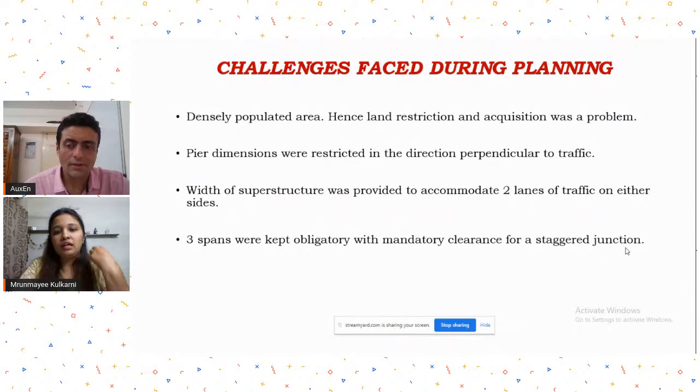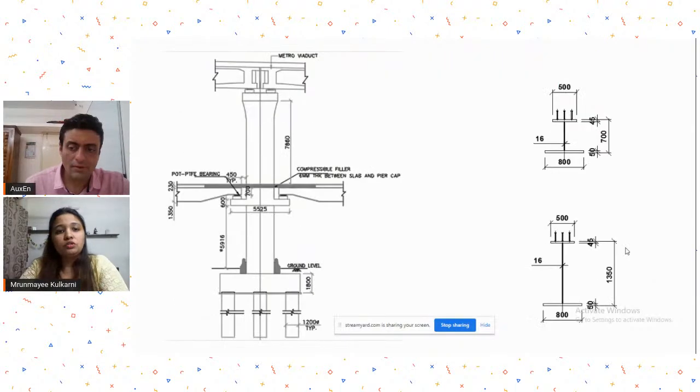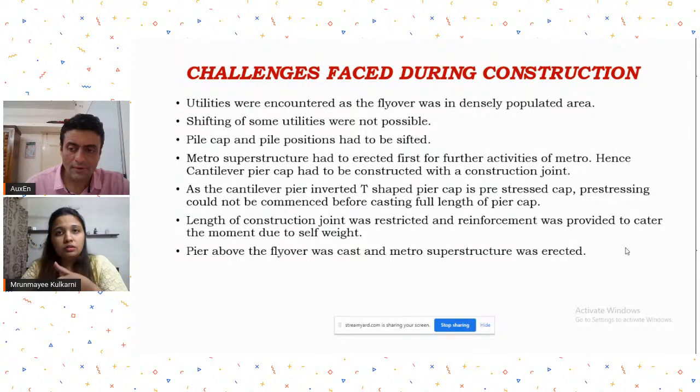So as I already mentioned, the challenges in the superstructure and deciding the type of the pier cap. One more challenge we faced was of the utilities which were already there below the road surface, because it is a very congested type of flyover in a very congested area. There were a lot of utilities which the contractor was not able to shift in some portions, so we had to modify the pile cap shape and the distances between the piles to accommodate those utilities as well. So that was the biggest challenge.